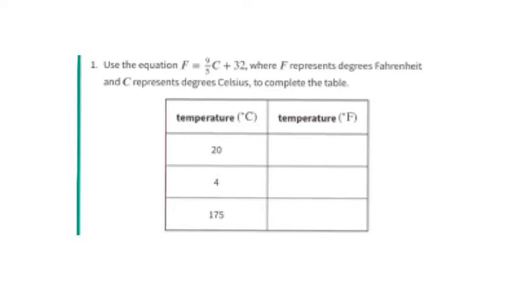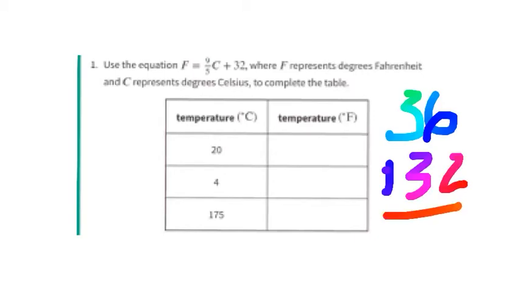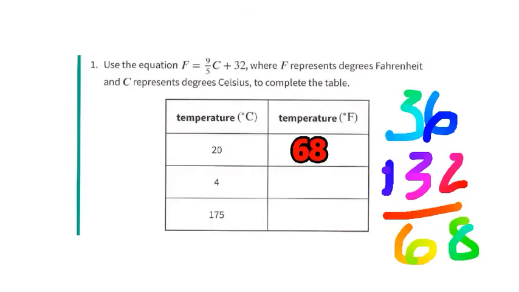9/5 times 20 is equal to 36, and then 36 plus 32. I can just do this on the side right over here. 68. Which means that 20 degrees in Celsius is equal to 68 degrees in Fahrenheit. If you've ever been to Australia, or if you ever go anywhere where they're using Celsius, if someone says that it's 20 degrees Celsius, it means that it's pretty warm, right? It's 68 degrees Fahrenheit.